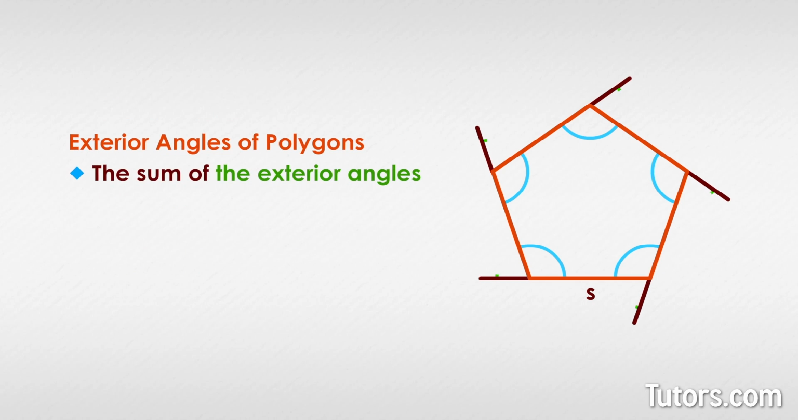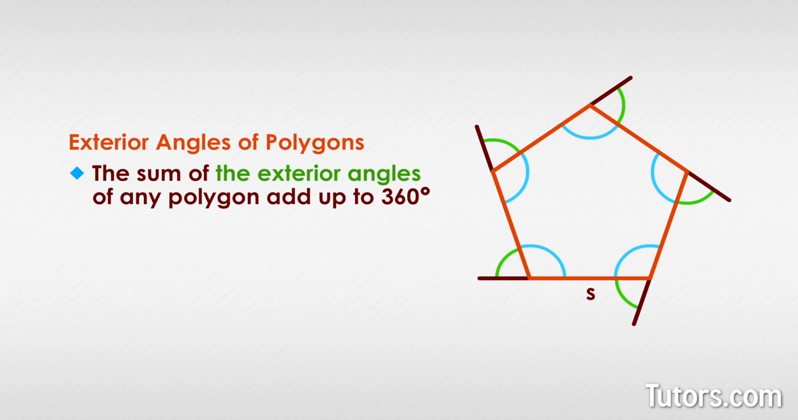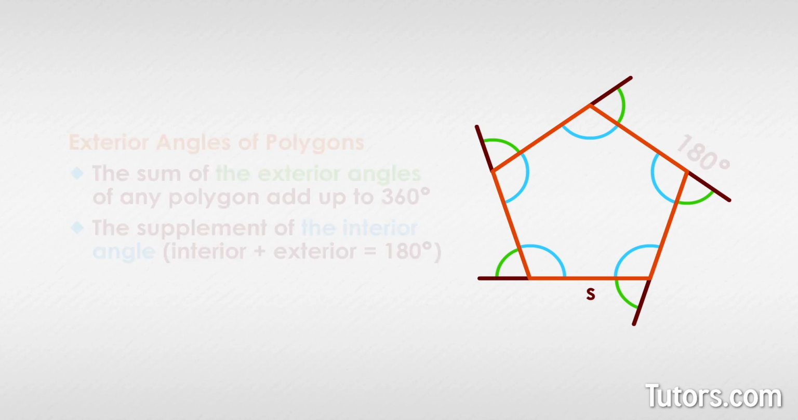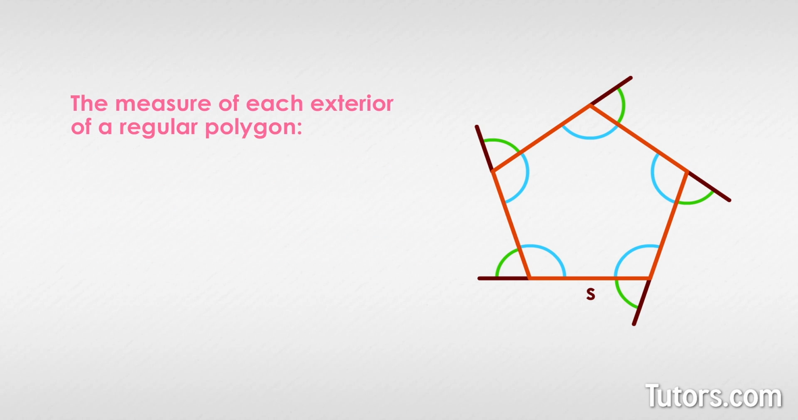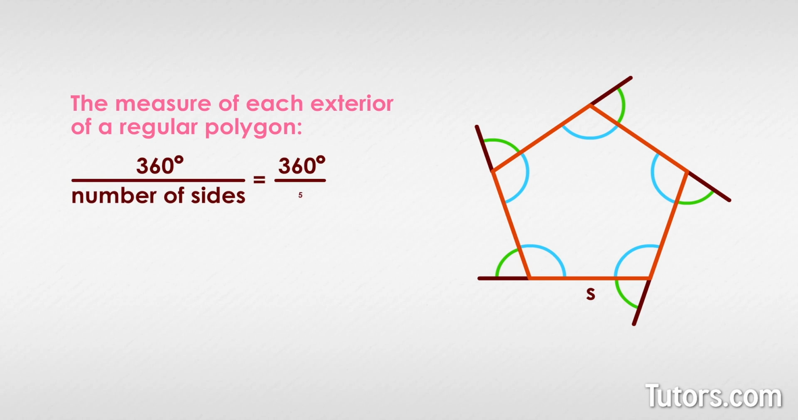You know that the sum of the exterior angles of any polygon add up to 360 degrees, and that an exterior angle is the supplement of the interior angle. To find the measure of each exterior angle of a regular polygon, you divide 360 degrees by the number of sides. For a pentagon, that is 360 degrees divided by 5. This tells us each exterior angle is 72 degrees.